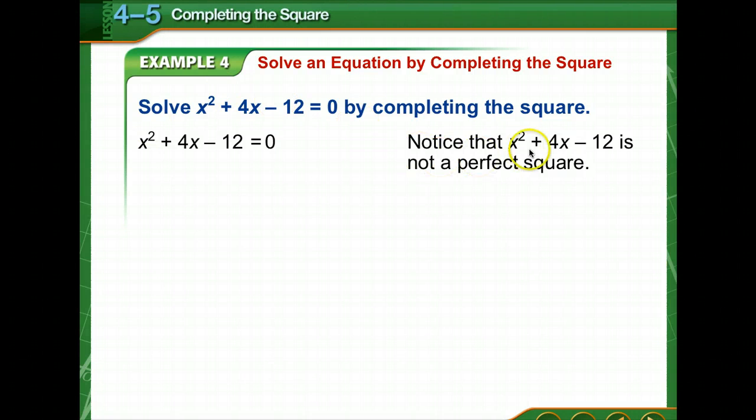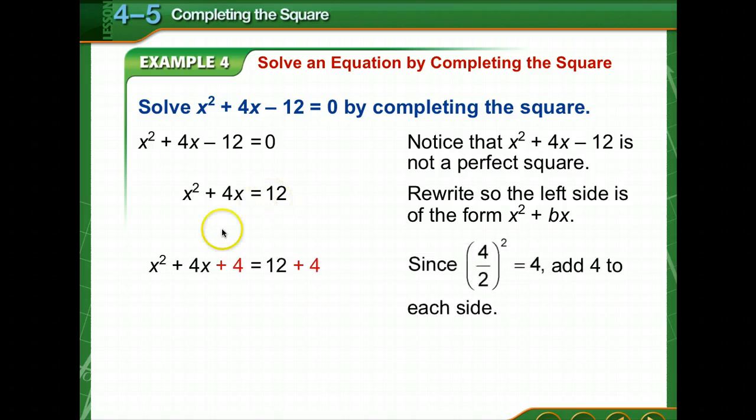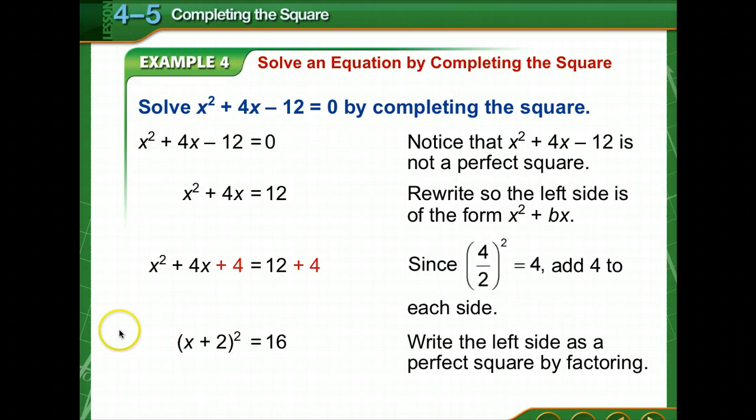Okay, so notice that x squared plus 4x minus 12 is not a perfect square. So we're going to add 12 to both sides. Then we're going to take half of 4, which is 2, and 2 squared is 4, and we're going to add it to both sides. Because if we add the same number to both sides, it keeps it equal. Whatever we do to one side, we do to the other. So we can rewrite this left side as x plus 2 squared, and 12 plus 4 is 16.